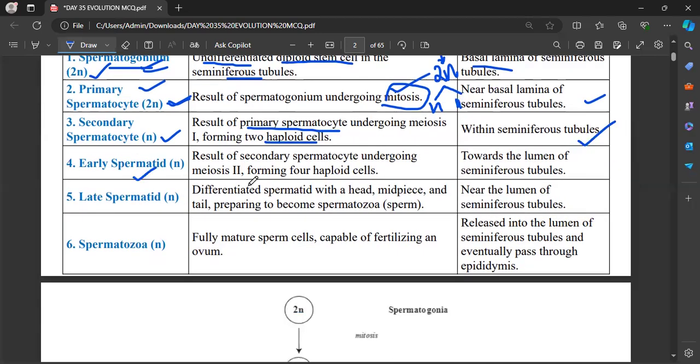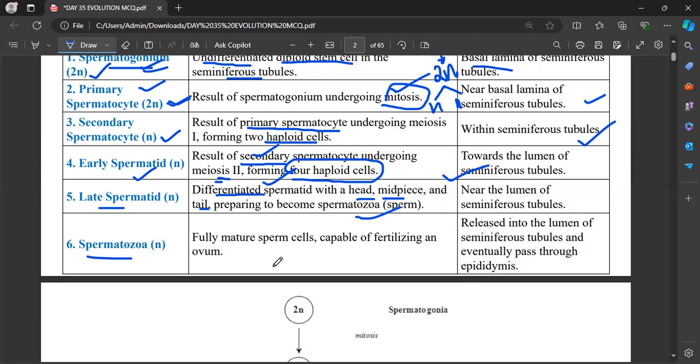Now the early spermatid. This is the result of meiosis II division of the secondary spermatocyte. This meiosis II division of the secondary spermatocyte results in four haploid cells, also in the lumen of the seminiferous tubules. The late spermatid will be the differentiated spermatid with head, midpiece and tail, preparing to become a sperm. From this late spermatid, we go straight to the well-developed structure of the spermatozoa, or the sperm.